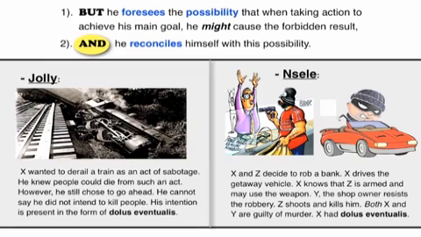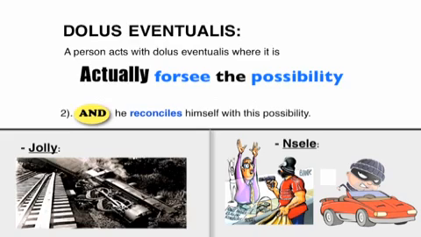Note that in order for dolus eventualis to be present, X must actually foresee the possibility and reconcile himself with that possibility. It is not sufficient to say that X should have foreseen the possibility.